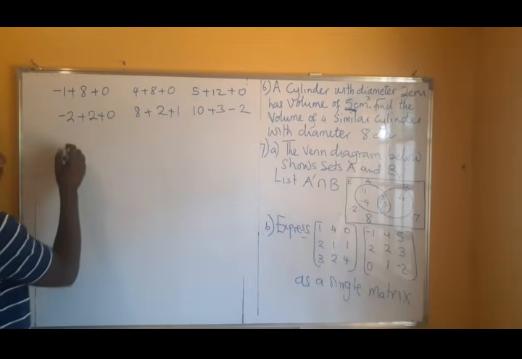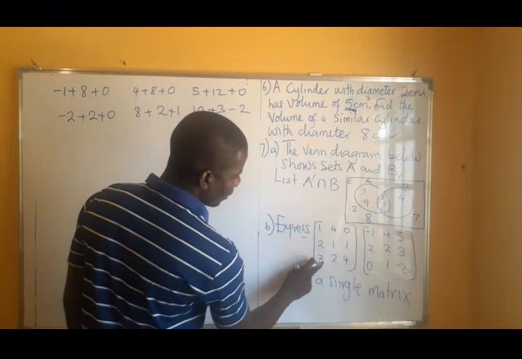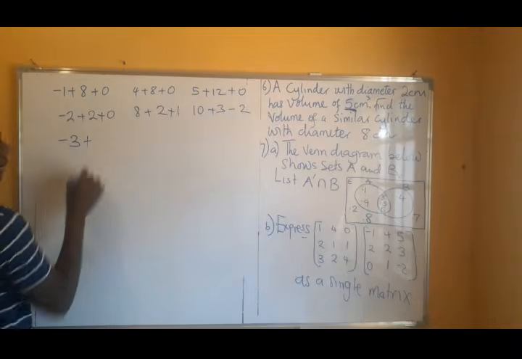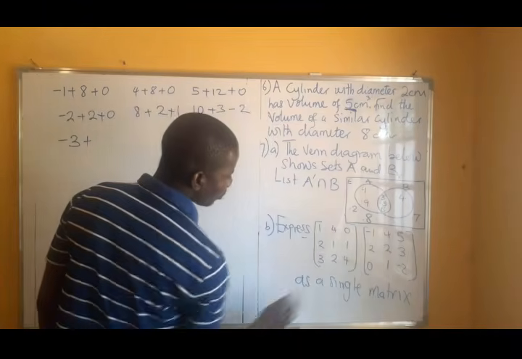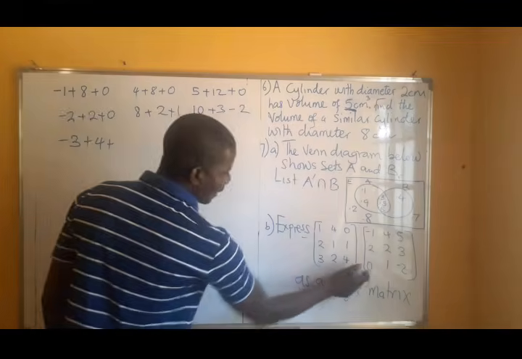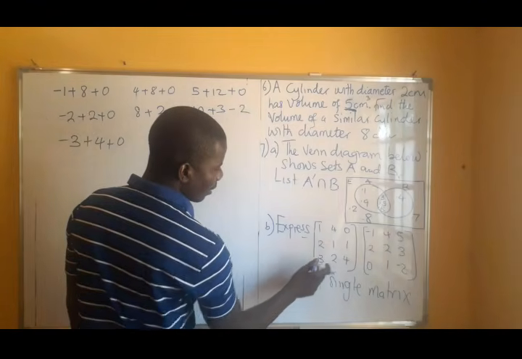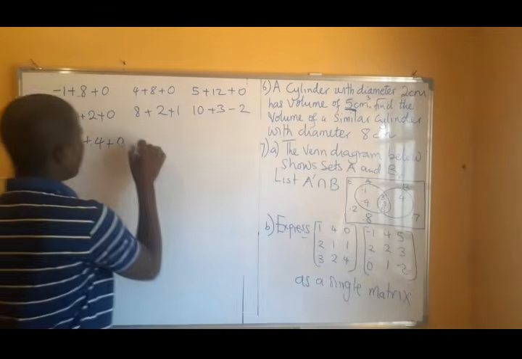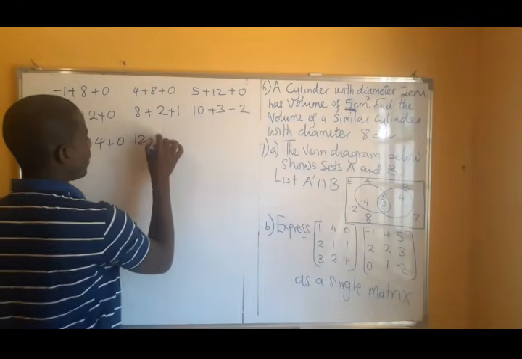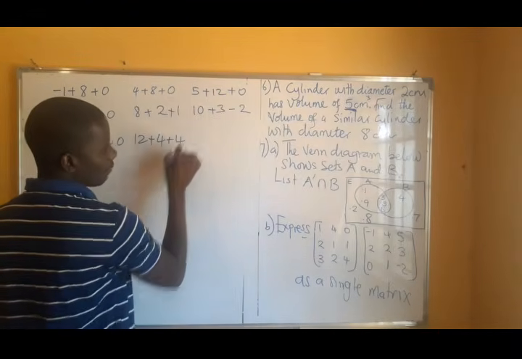So take note here. 3 multiplied by -1, we're supposed to get negative 3, plus 2 multiplied by 2, we're supposed to get 4, plus 4 multiplied by 0, we're getting 0. Then we move to the second column. 3 multiplied by 4, we're going to get 12, plus 2 multiplied by 2, we're going to get 4. And 4 multiplied by 1, we're going to get 4.